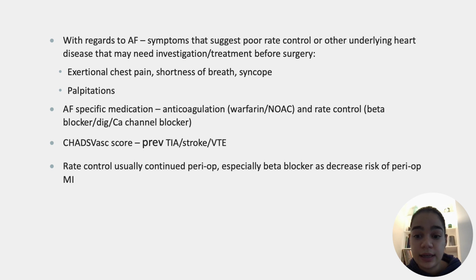We also want to know any AF specific medications for the patient. So are they anticoagulated? Do they need any rate control? Are they on beta blockers, digoxin, any calcium channel blockers? Potentially calculating their CHA2DS2-VASc score, seeing if they've got any previous TIAs, strokes or VTEs. Rate control is usually continued in the perioperative period, and that's especially with regards to beta blockers because they can decrease the risk of perioperative MIs.